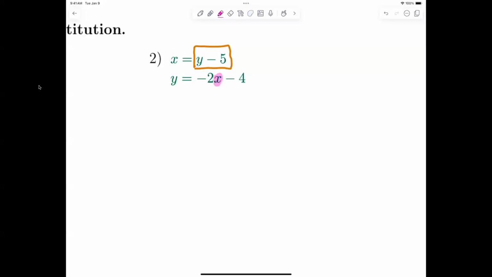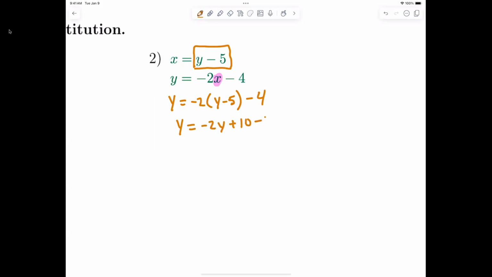So let's see if you understand what I'm saying. Exactly. Thank you for saying that. Y equals -2(y minus 5) minus 4. Anybody having trouble seeing that? So now I can distribute the -2. Y equals -2y plus 10 minus 4. Anybody have a problem with that? Now, of course, I'm going to combine the y's by adding 2y to both sides. Everybody agree with that?